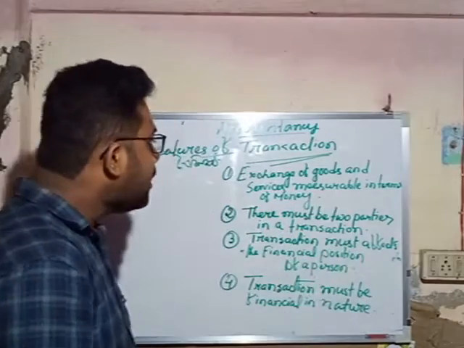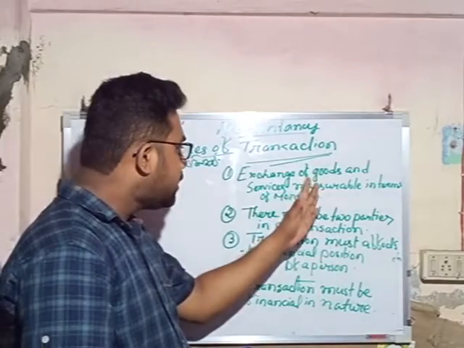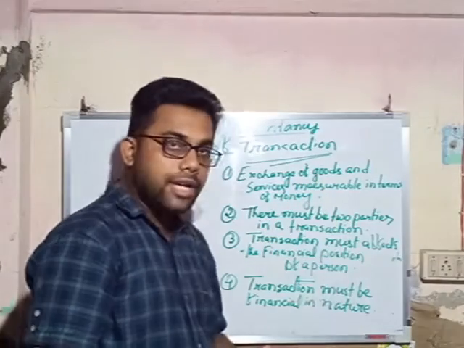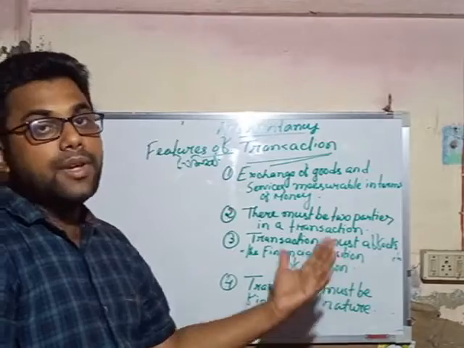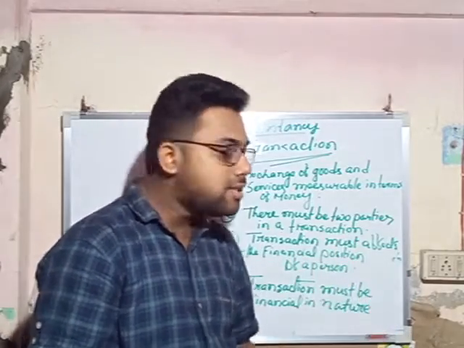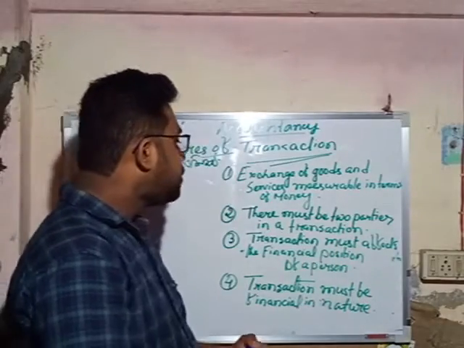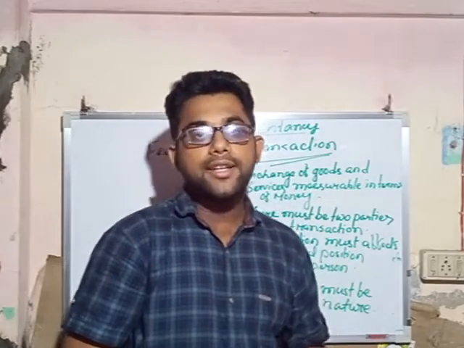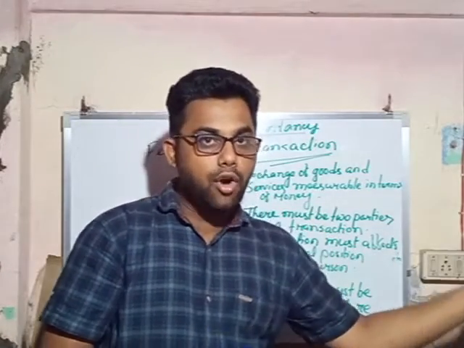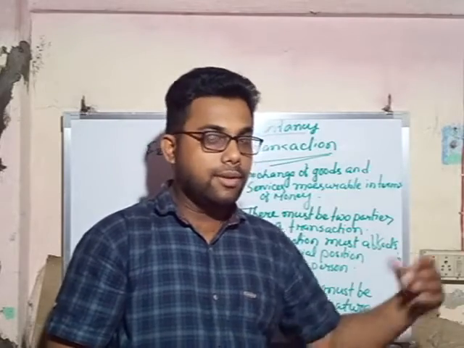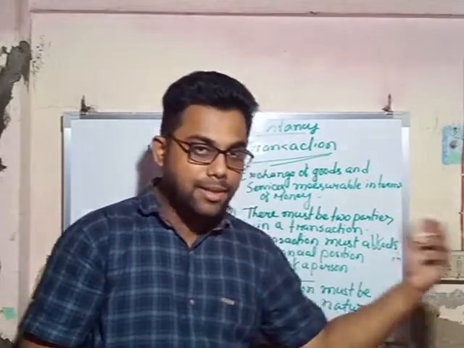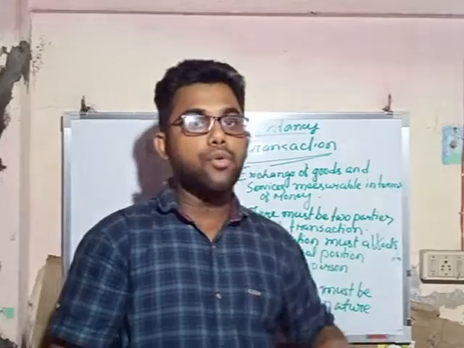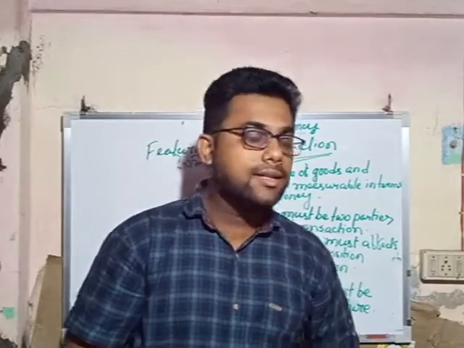The first one is that transaction is the exchange of goods and services measurable in terms of money, because if we cannot measure in terms of money, then it is not a transaction. And the second one is that there must be two parties in a transaction, because a single person alone cannot do any transaction. From one person he purchases goods, and to another he sells goods. So there must be two parties in a transaction.